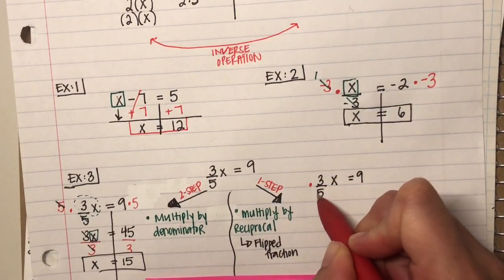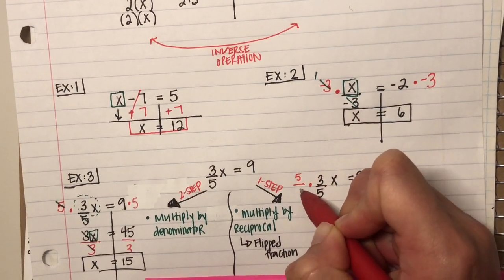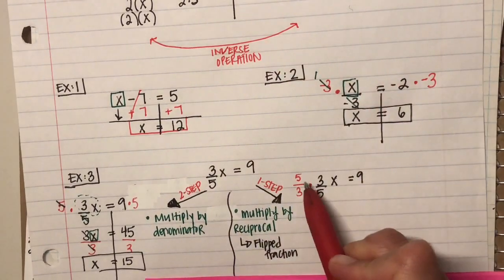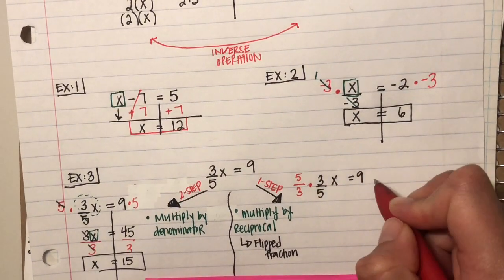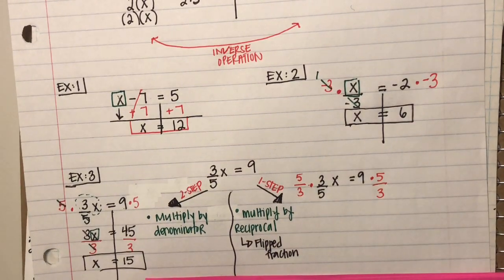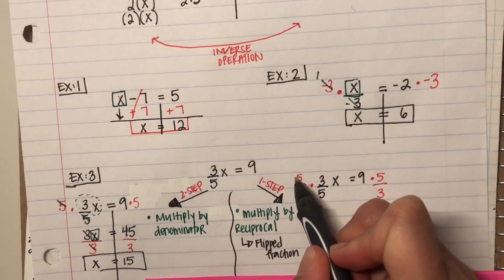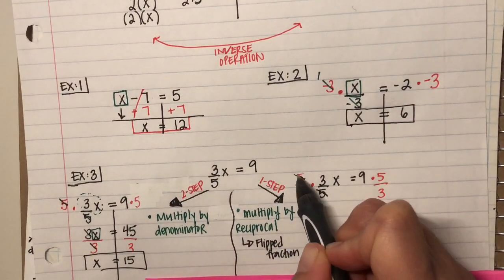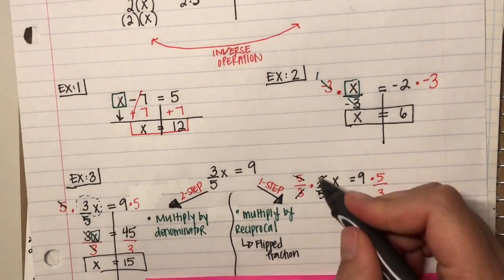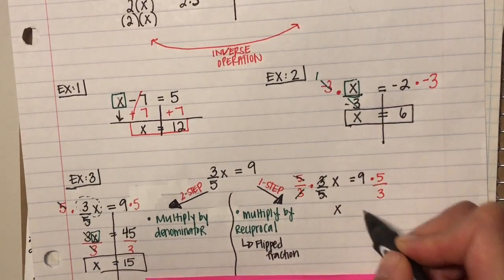So the denominator of 5 now becomes the numerator. The 3 now becomes the denominator. So I just took this fraction and flipped it. And I have to do it on the other side as well. Gotta keep the equation balanced. So it's just like the other problem. See how the 5s are going to cancel out because 5 divided by 5 is 1. 3 divided by 3 is also 1. So that's why I'm just left with 1x on the left.